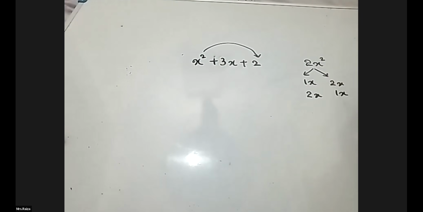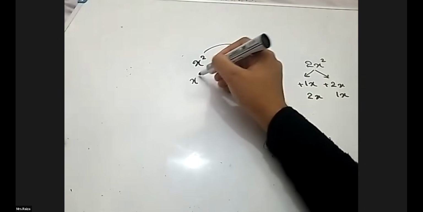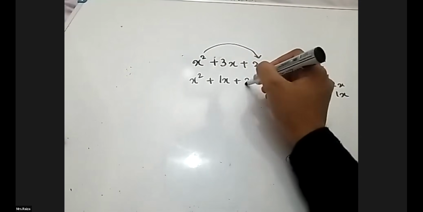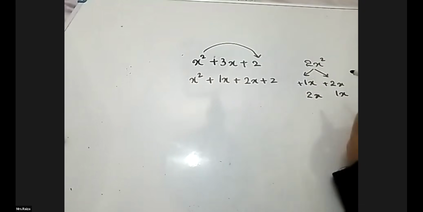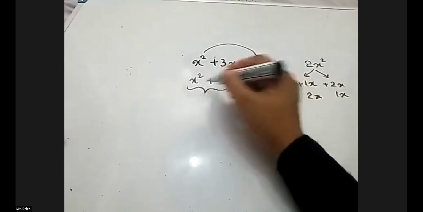These are the only possible ways. Then you consider how to get plus. You have to take both positive. Then instead of 3x, you can write plus 1x and plus 2x. Then you categorize them into two parts and get the common factor out.